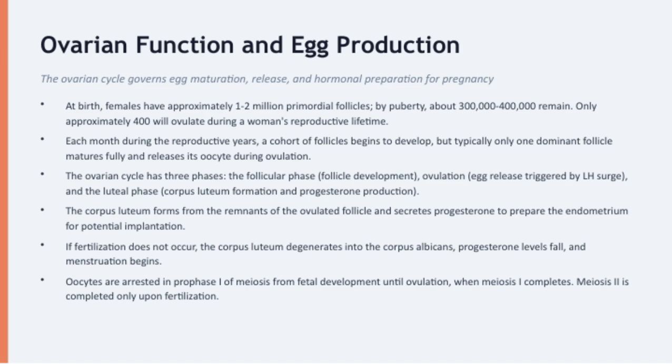Overall, the ovarian cycle plays a crucial role in controlling egg maturation, release, and hormonal preparation for pregnancy, ensuring that the reproductive process is tightly regulated and coordinated.